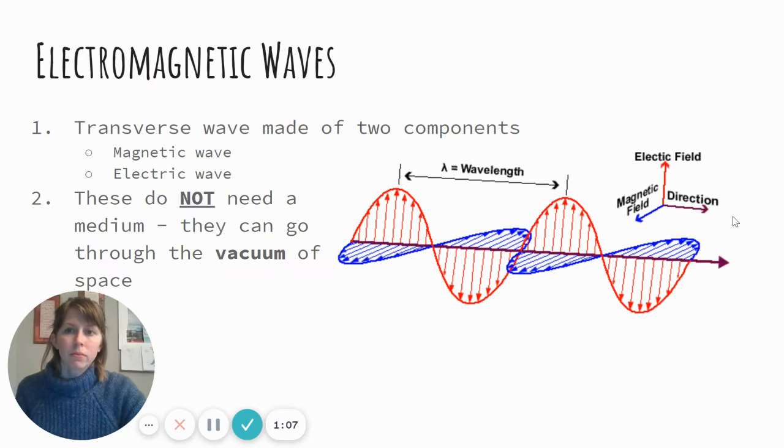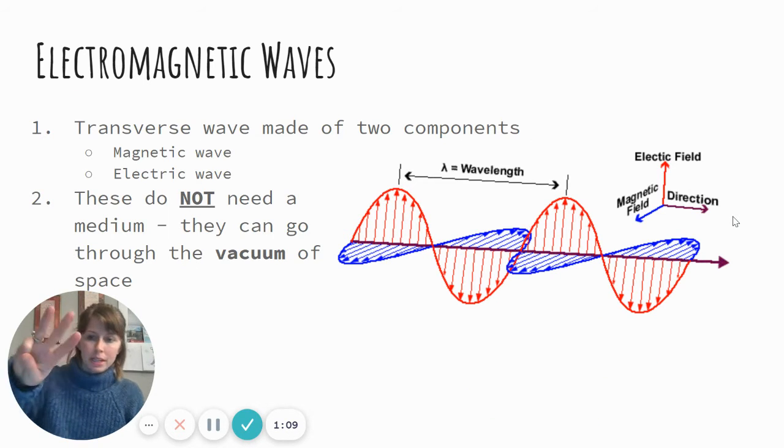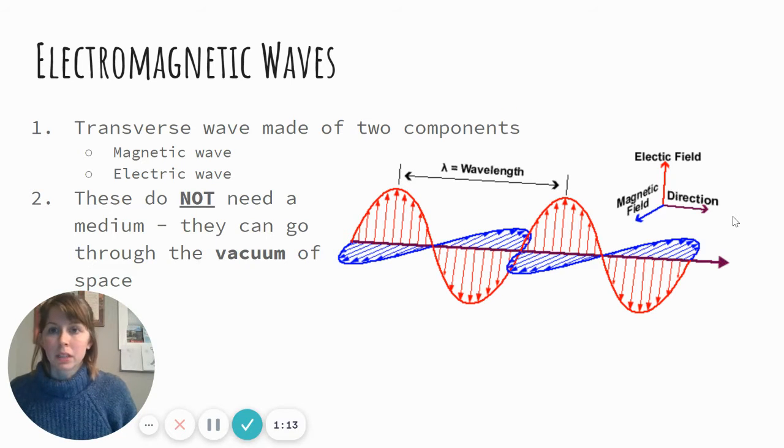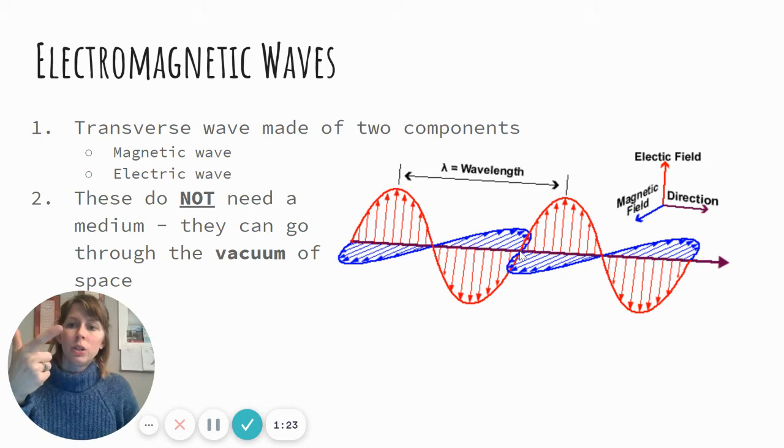And here is a model of that, which I will let you copy down later, so you don't have to now. There are three special features that I think you should know about electromagnetic or EM waves. One, they are transverse waves made of two components, magnetic and electric. Together that makes an electromagnetic wave. Two, these do not need a medium. They can go through the vacuum of space. And that is why we can see sunlight, because those light waves travel through nothing, the emptiness of space.